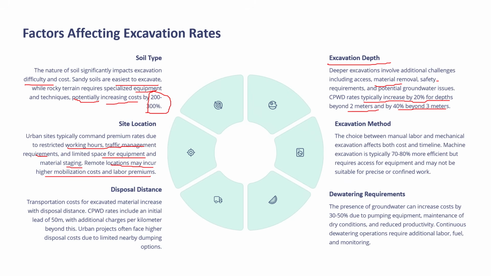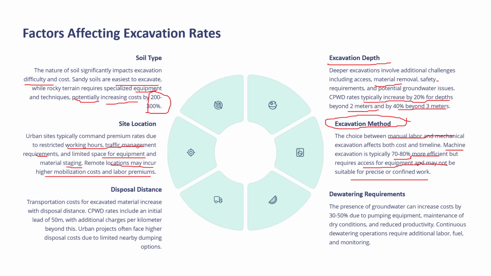And then the method of excavation also affects the rate of excavation. The choice between manual labor and mechanical excavation affects both cost and timeline. Machine excavation is 70 to 80% more efficient, but it requires access for the equipment and may not be suitable for precise or confined work.